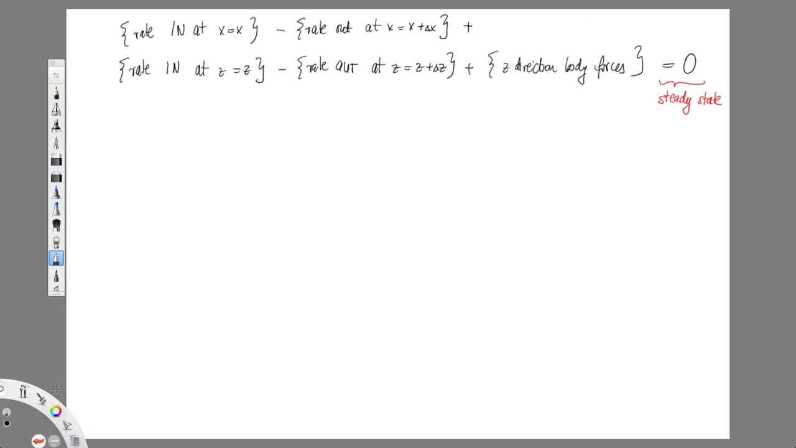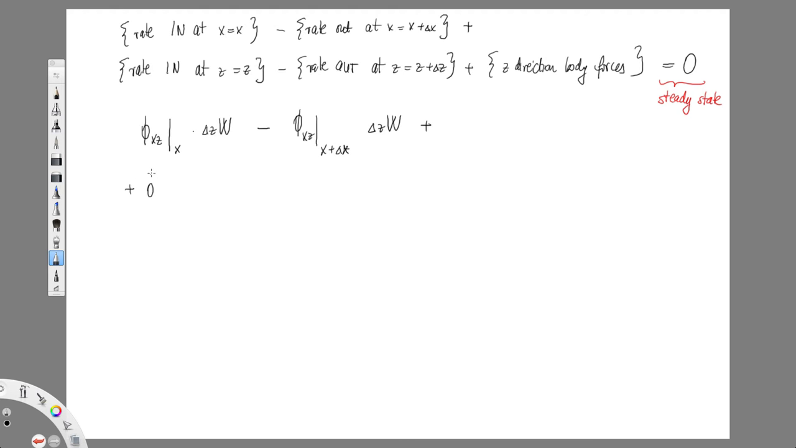Okay. So rate in at x is equal to my phi xz evaluated at x times the area, and area is delta z times W. What's coming out is on the opposite side, so it's phi xz evaluated at x plus delta x, and area is the same, which is the beautiful thing about Cartesian coordinate system. Areas cancel out. So if you're in a cylindrical coordinate system, your lengths are changing with your distance from the central axis.